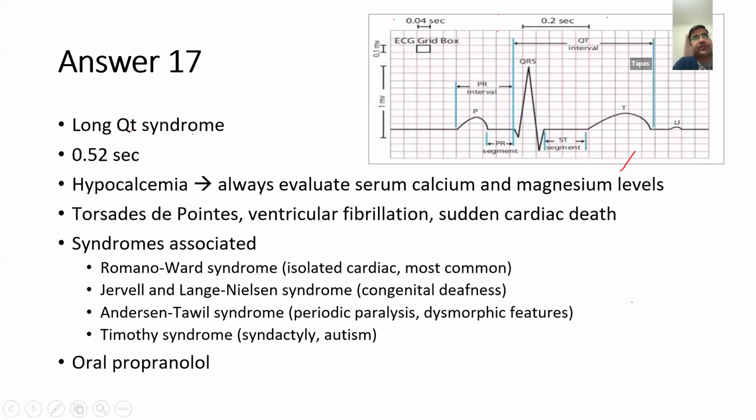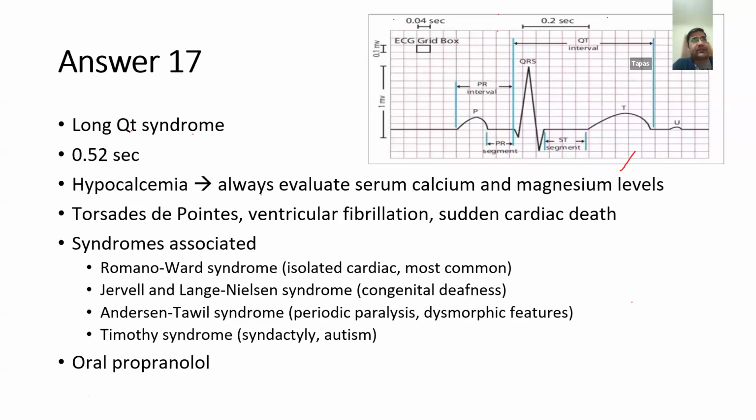So how do you measure the QTc? So QTc, everyone knows QT. The QT interval starts from the beginning of the Q wave to the end of the T wave. It basically represents the period of ventricular depolarization and repolarization. So how do you calculate the QTc? QTc is typically recommended to be calculated in lead 2 and lead 5 on the ECG. You calculate the QT interval and divide it by the square root of the previous RR interval.